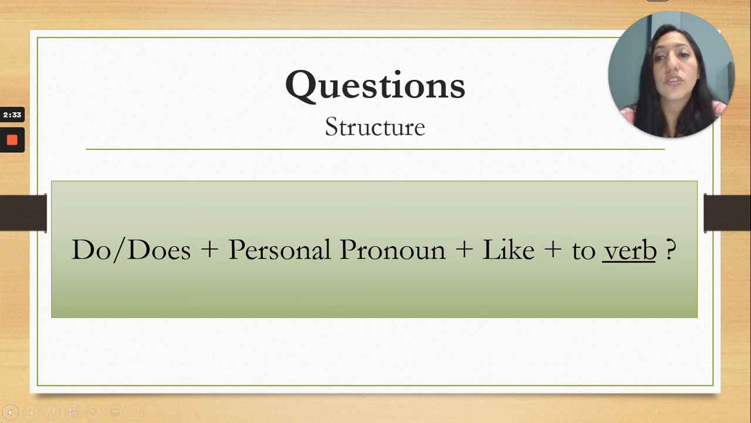Okay, now we will learn how to do questions about like. Okay, you need to write the auxiliary, which is do or does. Do for I, you, we, and they, and does for he, she, and it. Then do or does plus personal pronoun plus like plus another verb to complete the question.